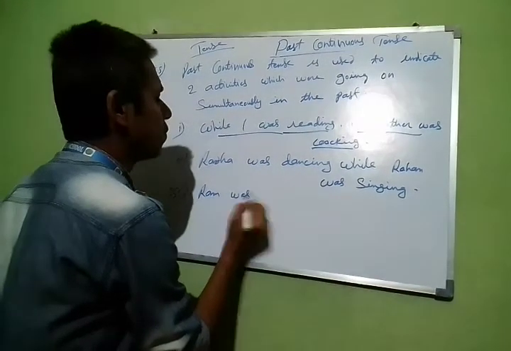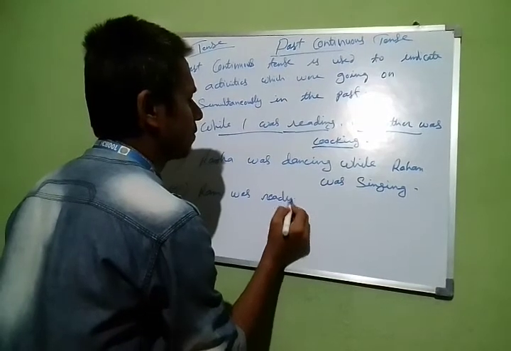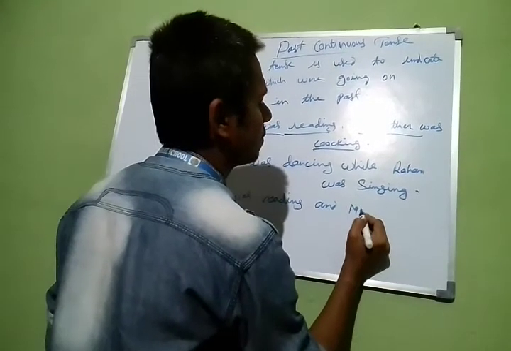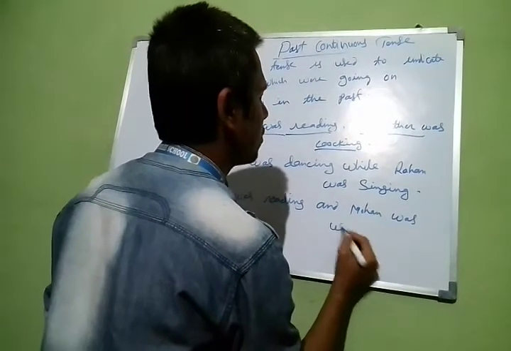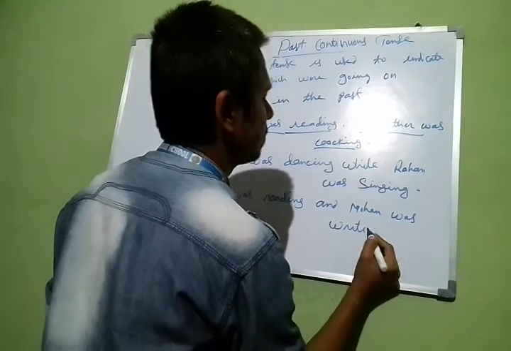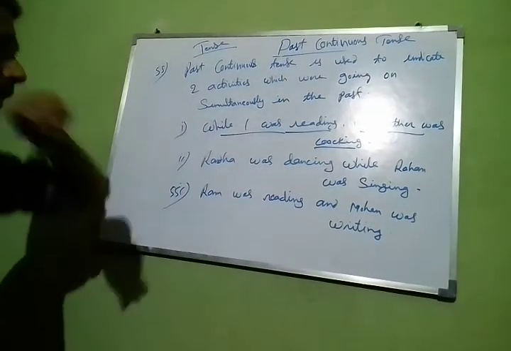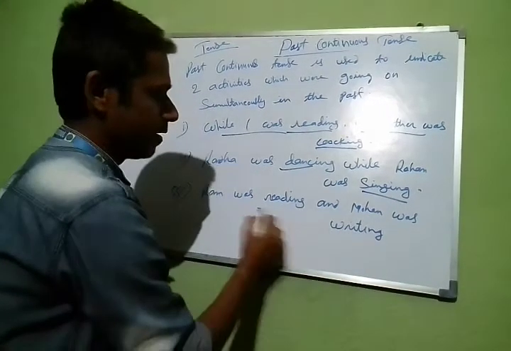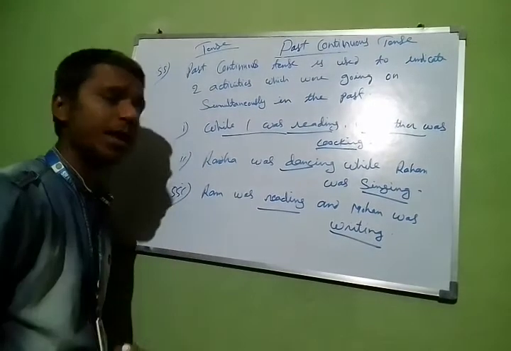Okay, and third, Ram was reading and Mohan was writing. Okay, here you can see two activities are happening simultaneously. एक ही साथ दो काम पास टाइम में हो रहे हैं.